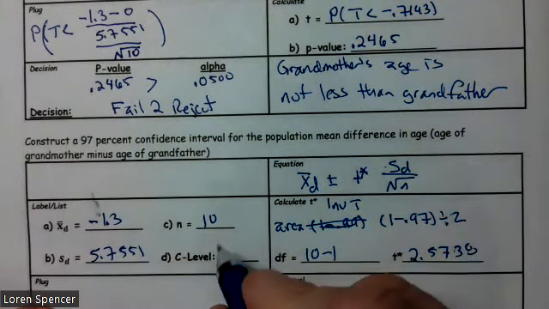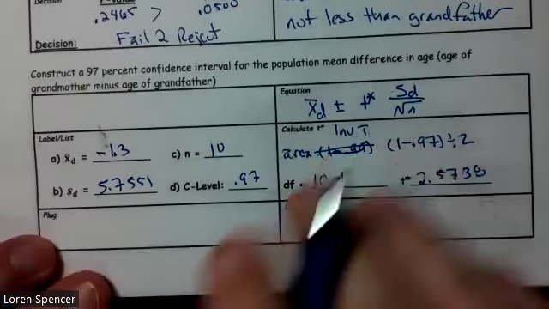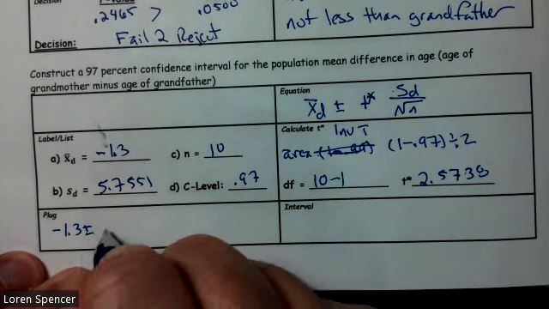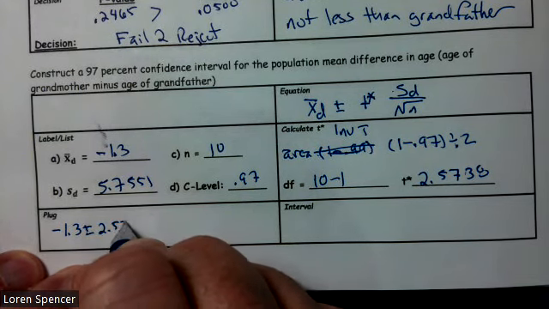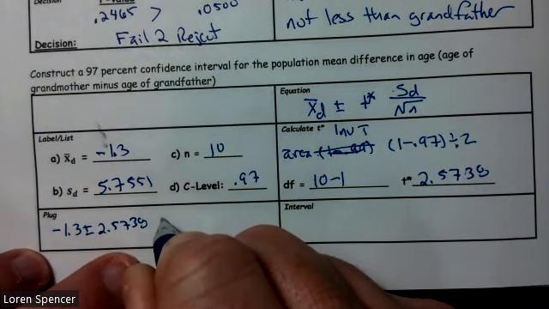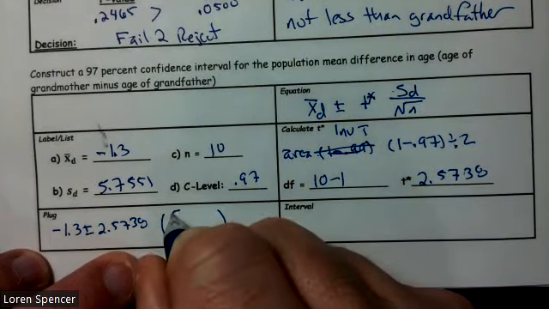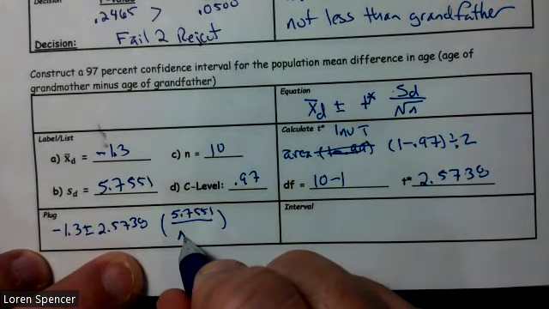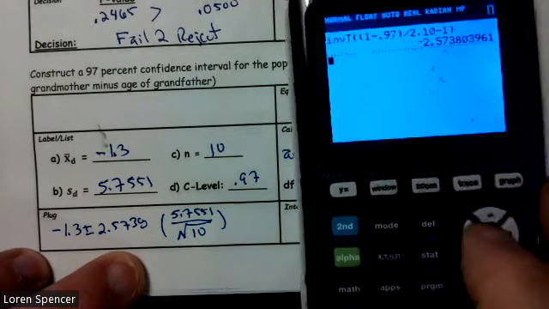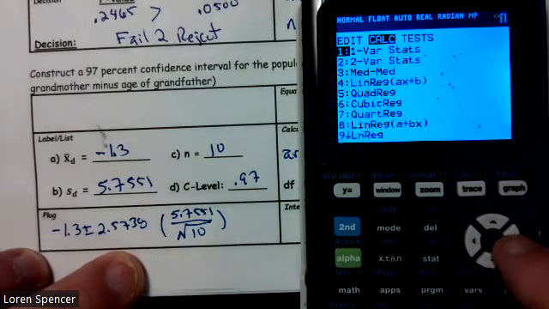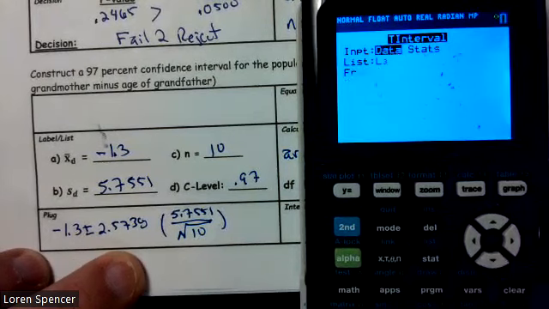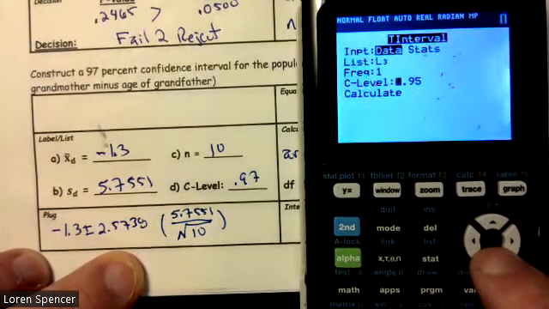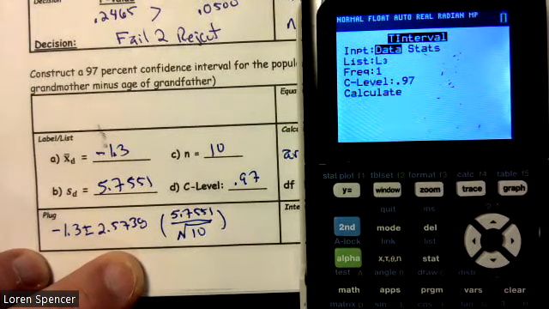2.5738. Now that I have that, I can plug in: negative 1.3 plus or minus 2.5738 times 5.7551, the sample standard deviation, divided by the square root of our sample size of 10. We're going to need to run the interval now. We'll go stat, test, T interval, which happens to be number 8. Data needs to be highlighted, L3, because that's where our data is. And our confidence level is 0.97.